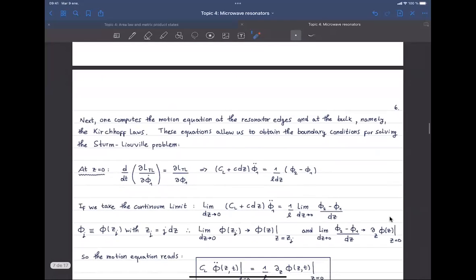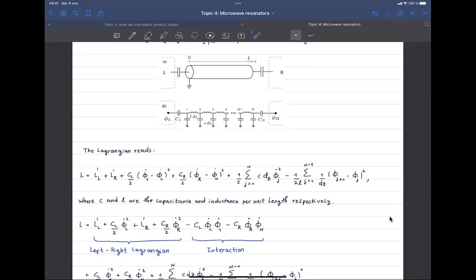if you compute the motion equations using the Euler-Lagrange equations, which is this one in general, one important point is that we should obtain the Kirchhoff laws at this point, so at point 1 here, at the point n, at this node. But you should also obtain the motion equations, or Kirchhoff laws, for a generic node here in the bulk of this resonator.